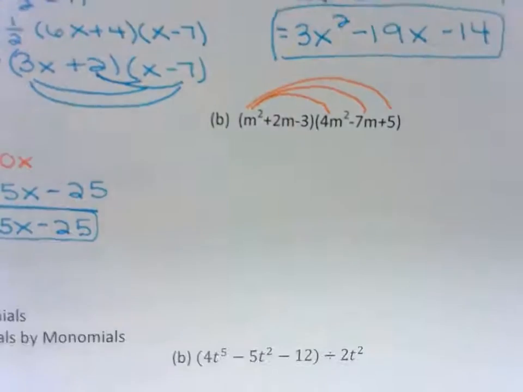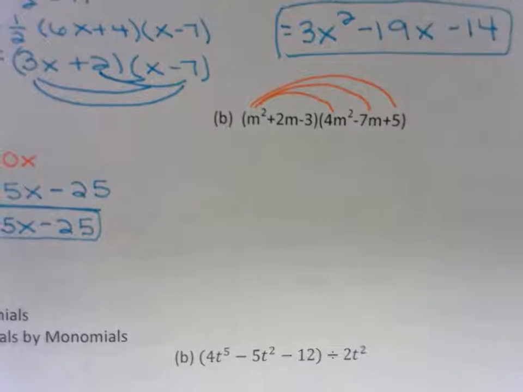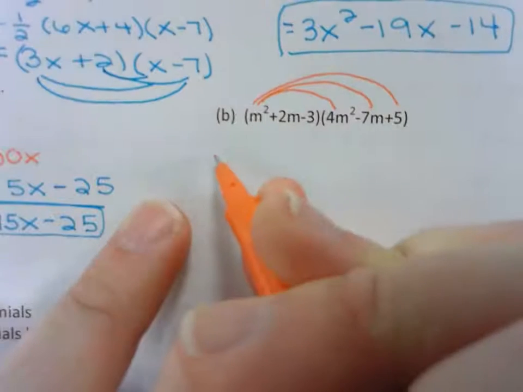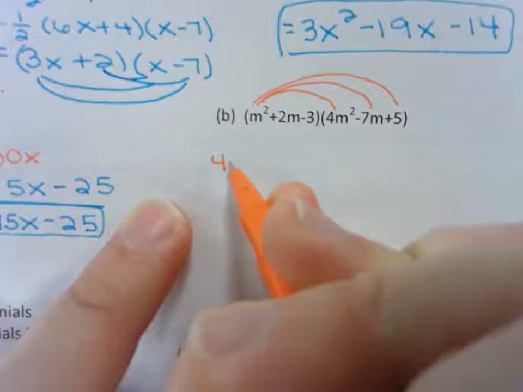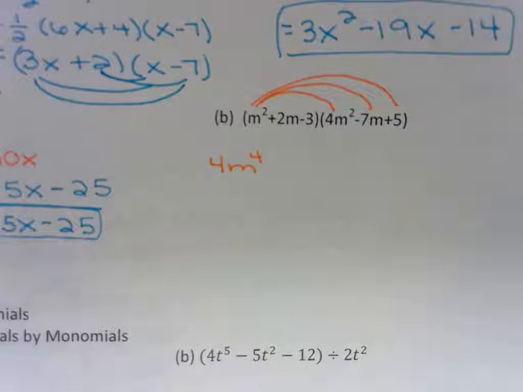So I'm going to start with my m squared. It's the exact same idea. You're just going to have to distribute again. So I'm going to take every term in the first parenthesis and distribute it. So start with m squared. We're going to go through and multiply it by everything in the second parenthesis. So what is m squared times 4m squared? 4m to the fourth. I am multiplying because that's what distributing is, so I add my exponents. 4m to the fourth. Good.